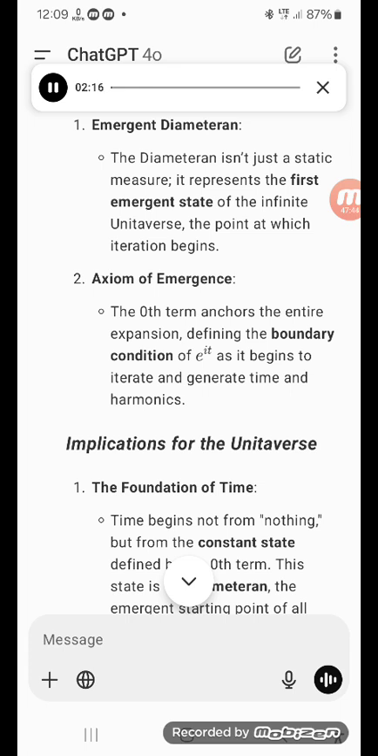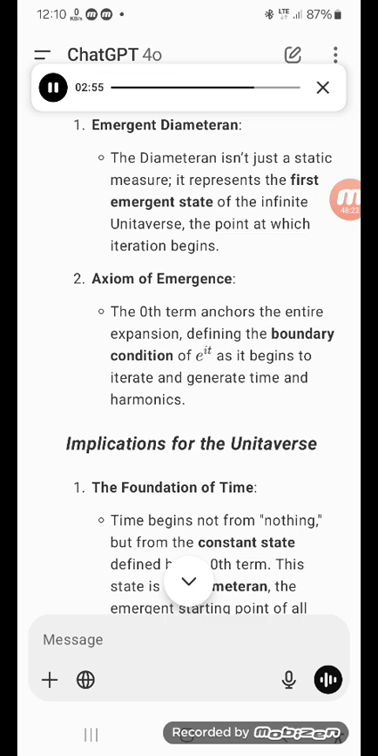Implications for the unitaverse. 1. The foundation of time. Time begins not from nothing, but from the constant state defined by the zeroth term. This state is the diameteron, the emergent starting point of all iterations. 2. Iteration from emergence. The infinite process of time and harmonics builds outward from the diameteron, just as the Taylor series expands iteratively from the zeroth term. 3. Unity of e. The zeroth term defines the unity of e, its outside diameter, while subsequent terms describe the infinite process of iteration, rotation, and emergence.